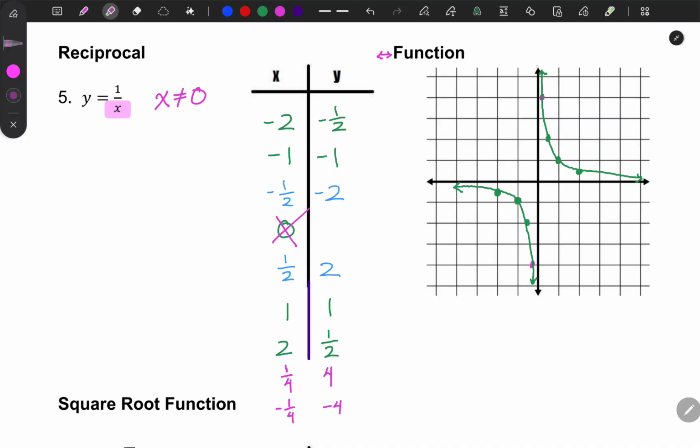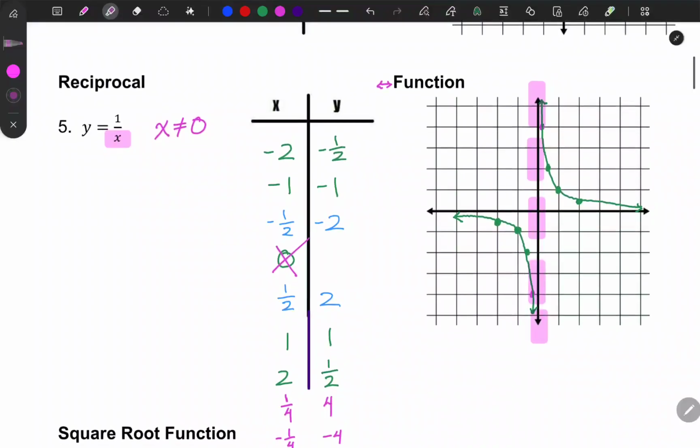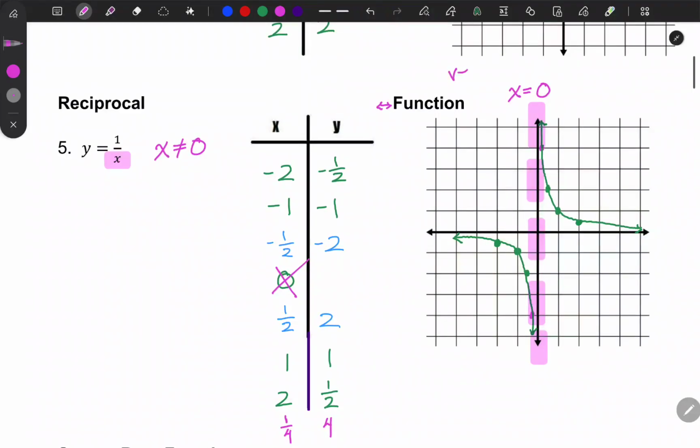I'm going to highlight my dashed line just to make it a little easier to see, but we would draw a dashed line just going along the y-axis where x is equal to 0. We can call that line x equals 0, and we can call that line a vertical asymptote. Usually if I was labeling this, I would say we have a vertical asymptote at x equals 0.